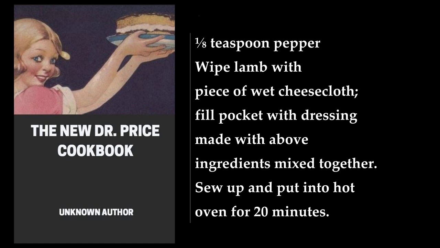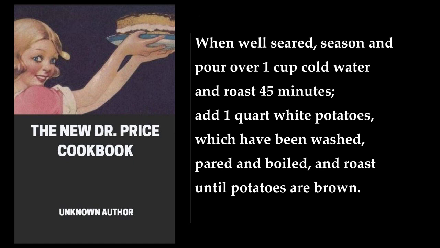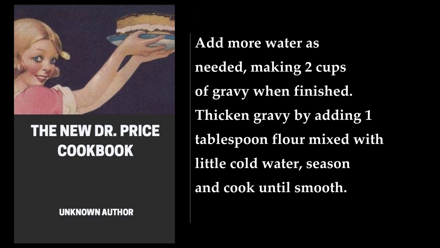Fill pocket with dressing made with above ingredients mixed together. Sew up and put into hot oven for 20 minutes. When well seared, season and pour over 1 cup cold water and roast 45 minutes. Add 1 quart white potatoes, which have been washed, pared and boiled, and roast until potatoes are brown. Add more water as needed, making 2 cups of gravy when finished. Thicken gravy by adding 1 tablespoon flour mixed with little cold water, season and cook until smooth.